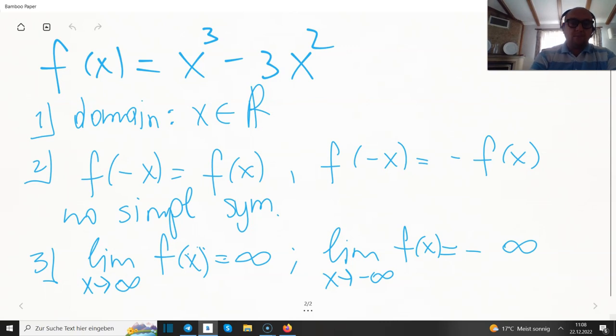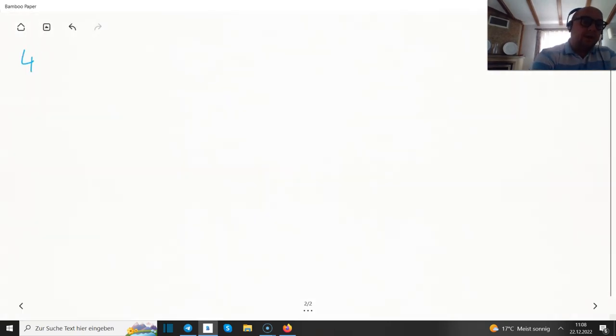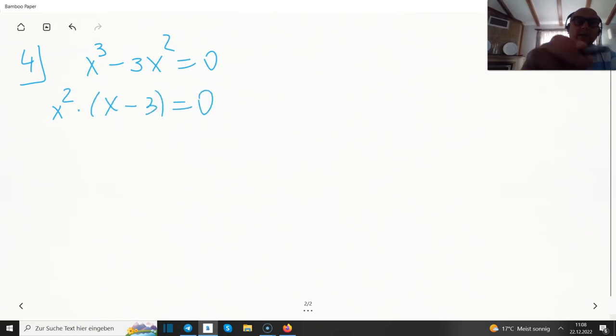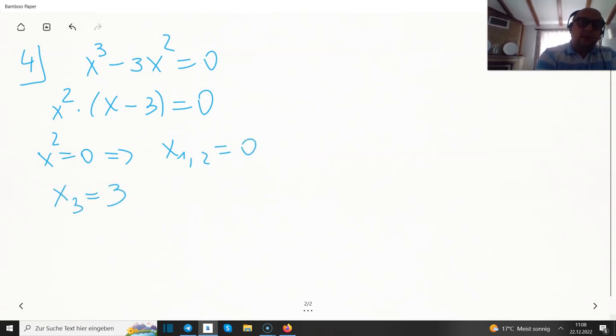All right, number 4. These are the points of intersection with the x-axis. Let's put x cubed minus 3x squared equal to 0. We can take x squared out of the parentheses, and we're going to have x minus 3 remaining, equal to 0. Now we have a product which is equal to 0, so one of the factors must be equal to 0 as well. It's either x squared equals 0, which leads to x1,2 equal to 0, or x3 equals 3. So we have a double zero point and a single zero point.